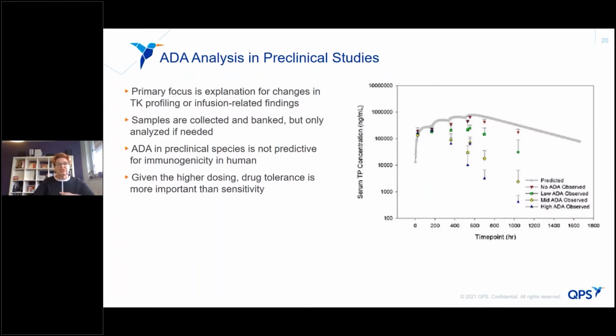In preclinical species, the focus is different. In this case, the primary focus is the explanation for any potentially deviating PK curves. As you can see in the picture presented here, the presence of ADA can trigger a faster clearance of the drug, giving much lower PK results. And these would need to be explained. Mostly samples are collected and banked, but only analyzed if needed. And it is important to realize that the ADA in preclinical species is not predictive for the immunogenicity in human.